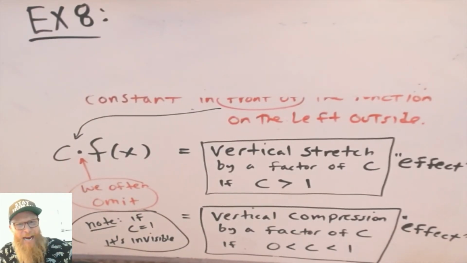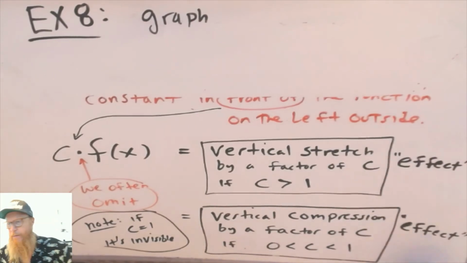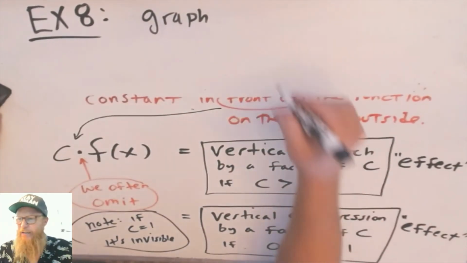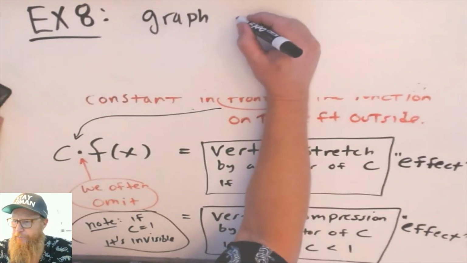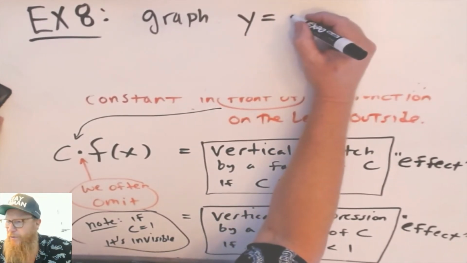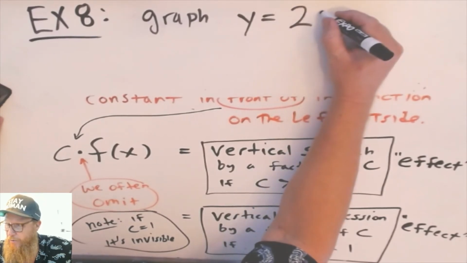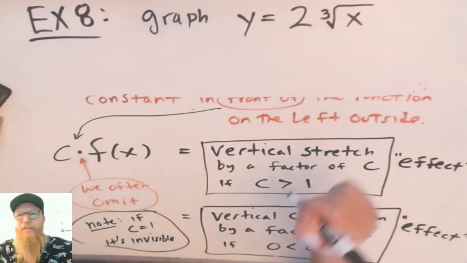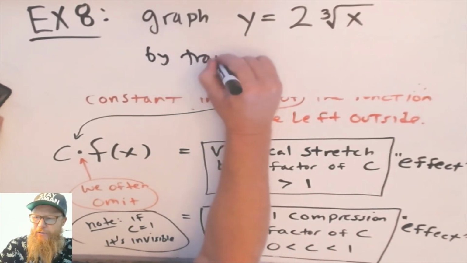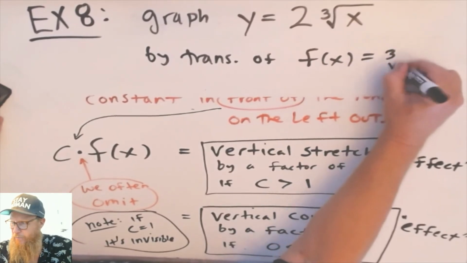I think I'm up to 8. I'm not sure if I got off number or not, but I'm going to go ahead and do 8. Is there a function we haven't done yet? Let's do, let's say, y equals 2 times the cube root of x, by transformations of f of x equals the cube root of x.